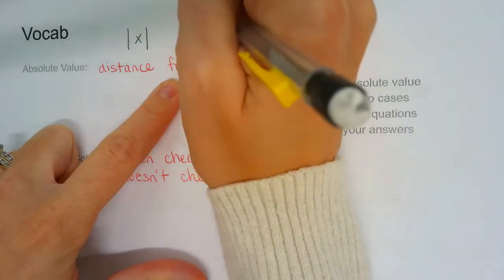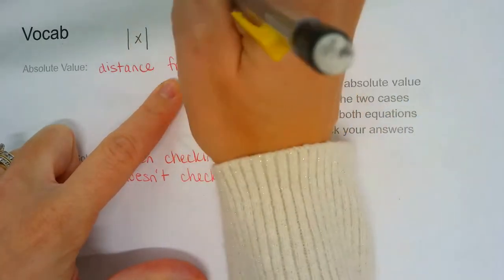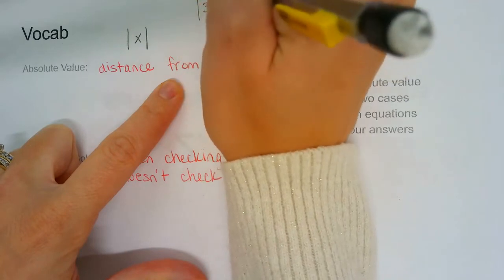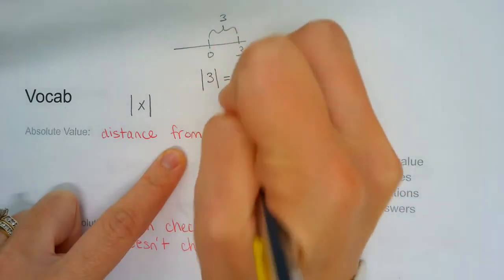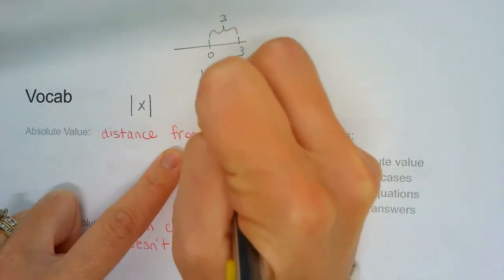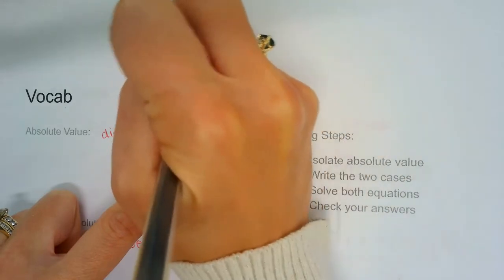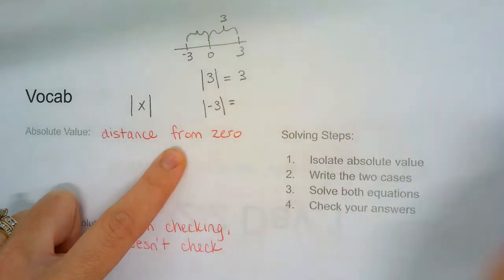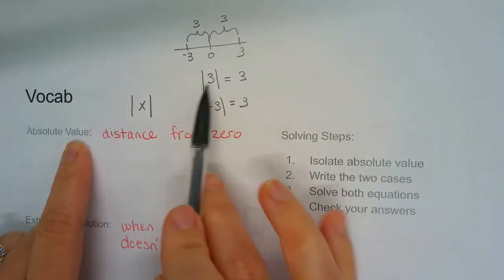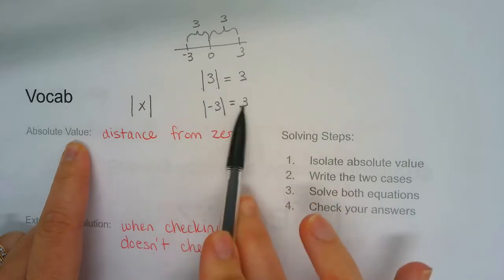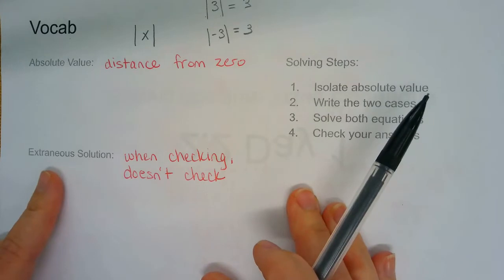So if I find the absolute value of 3, the distance from 0 to 3 is positive 3. If I am finding the absolute value of negative 3, the distance from 0 to negative 3 is also 3. So remember, distance is always positive, so that's why absolute value symbols will change your number and make sure that it's always positive. We will find some extraneous solutions.